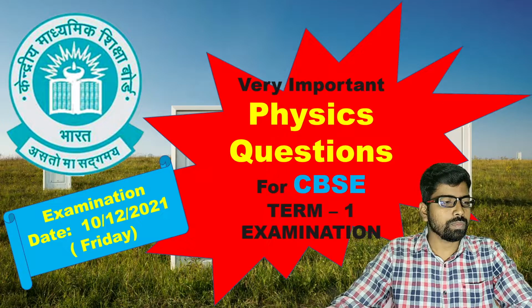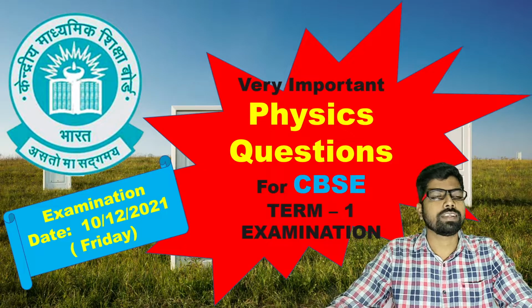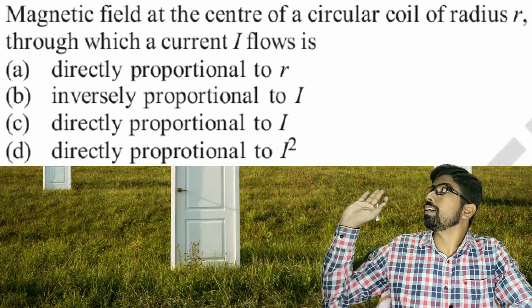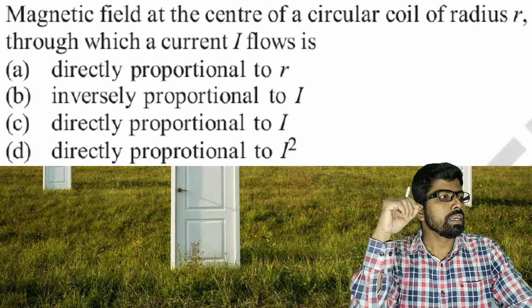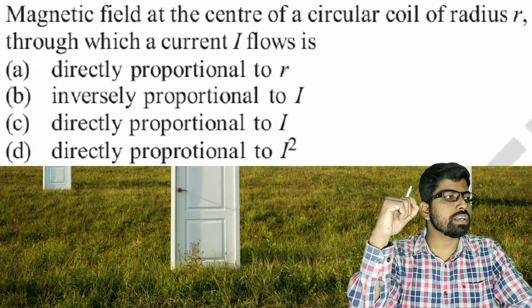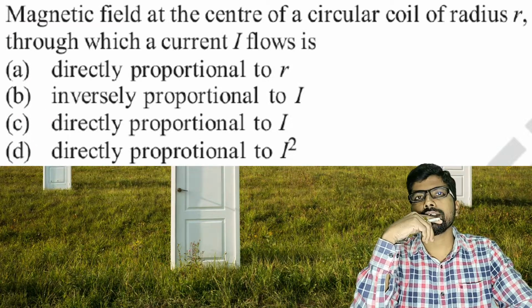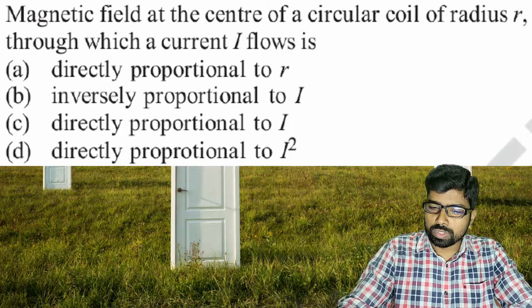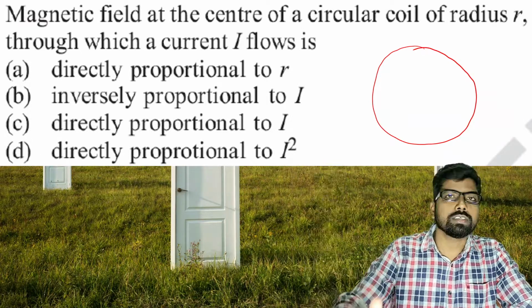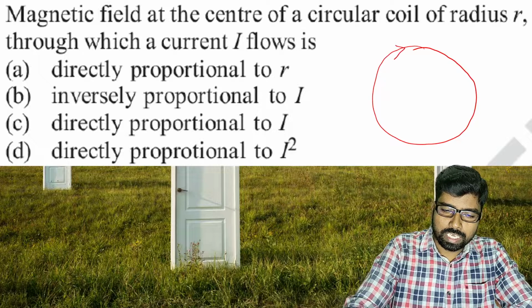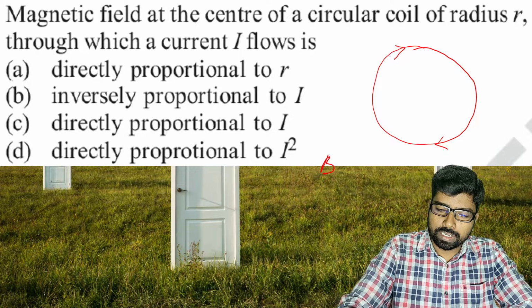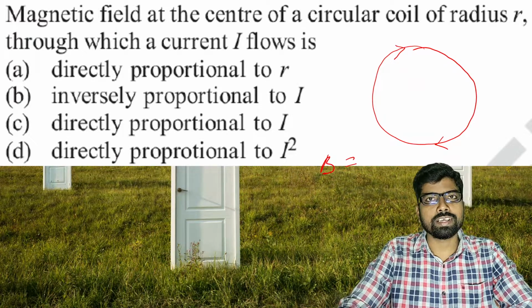So without delaying time, let us see the first question of the day. You can see here in the question it is written: magnetic field at the center of a circular coil of radius r through which current I flows. So all of you know that suppose one circular loop is there. If I amount of current flows, then if I ask you the magnetic field intensity B is equal to, I think my writing is clear.